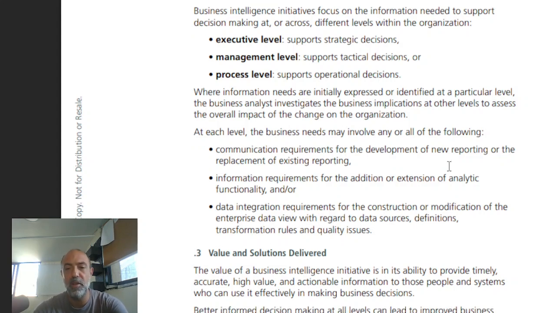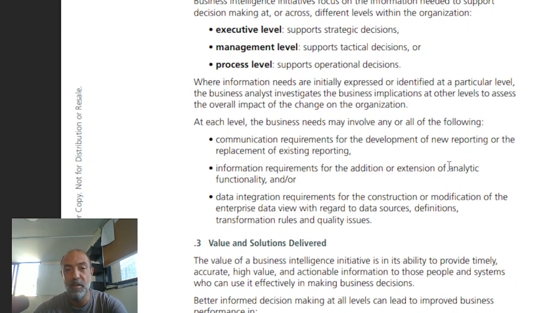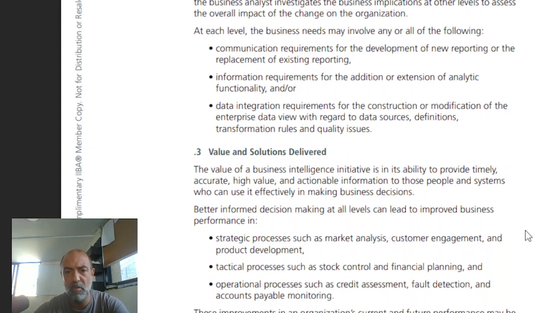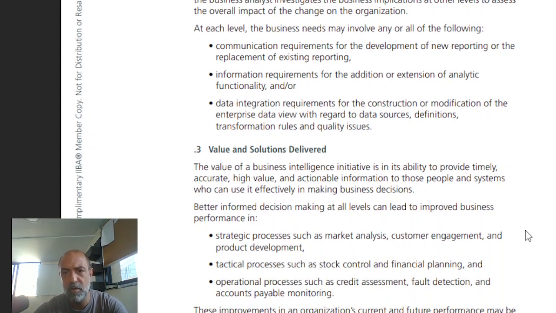Where information needs are initially expressed or identified at a particular level, the business analyst investigates the business implications at other levels to assess the overall impact of the change on the organization. At each level, the business needs may involve any or all of the following: communication requirements for the development of new reporting or replacement of existing reporting, information requirements for the addition or extension of analytic functionality, data integration requirements for the construction or modification of enterprise data view with regard to data sources, definitions, translations.